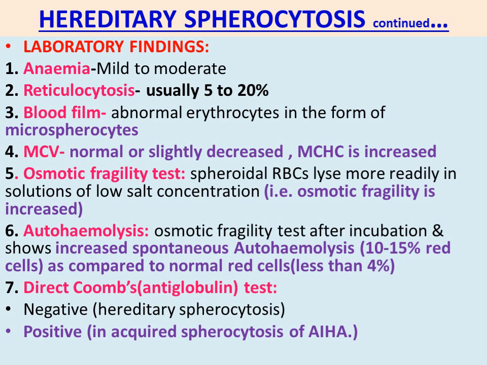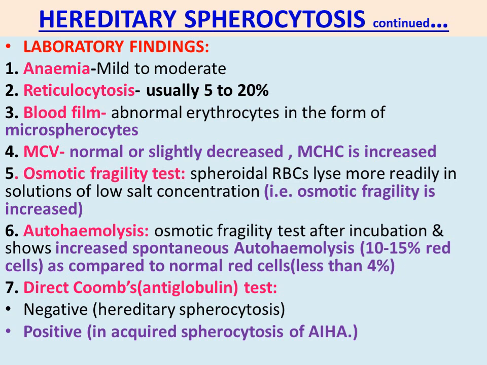Next, autohemolysis. The osmotic fragility test after incubation shows increased spontaneous autohemolysis, 10 to 15% of red cells, as compared to normal red cells, less than 4%. That means in normal red cells we can also see hemolysis, that is autohemolysis, less than 4%, whereas in hereditary spherocytosis the red blood cells undergo more autohemolysis, 10 to 15% of red cells.